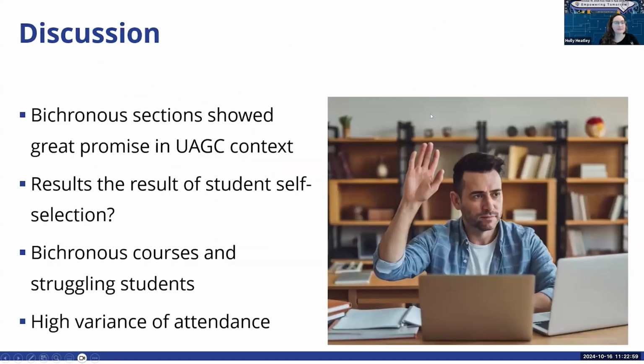Okay, Matt. All right, so in general, the results that Holly's discussed mirror previous research that examined the impact of bichronous learning for online students in the 21st century, which have broadly found that bichronicity has led to increased student performance and increased student success metrics.